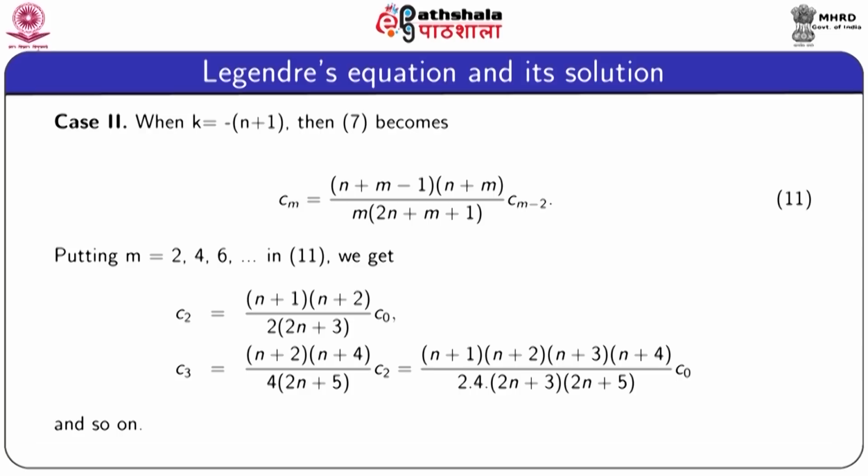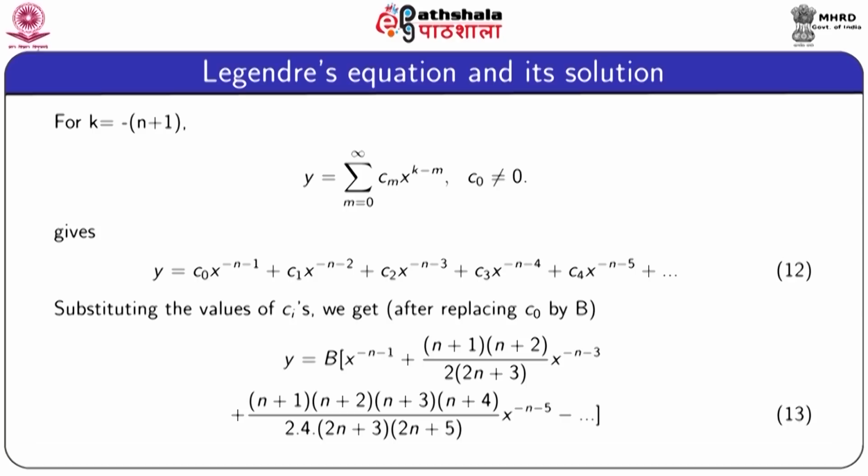Now, for k equal to minus of n plus 1, we look into the infinite series y equal to summation m equal to 0 to infinity c m x to the power k minus m when c 0 not equal to 0. When you expand this, it is going to give an expression like this given in 12, that is y equal to c 0 x to the power minus n minus 1 plus c 1 x to the power minus n minus 2 plus C2 x to the power minus n minus 3 and so on.